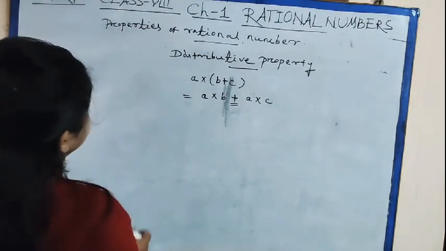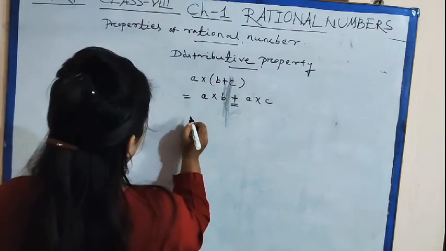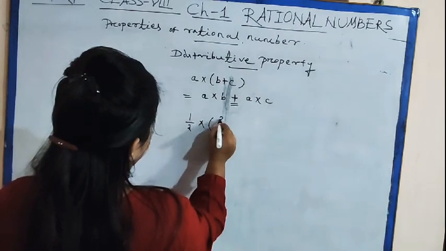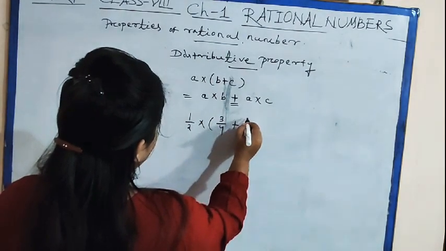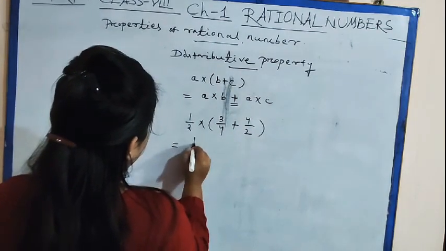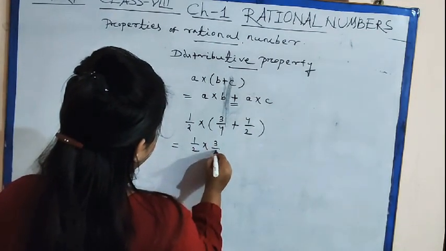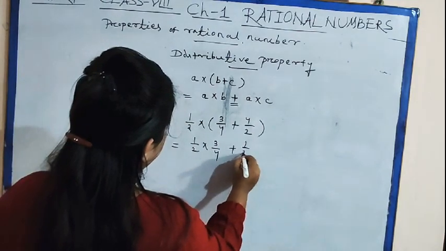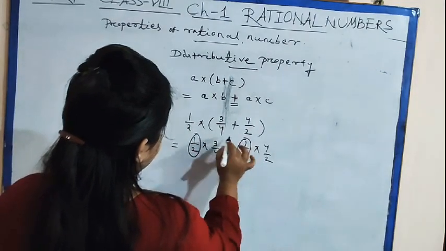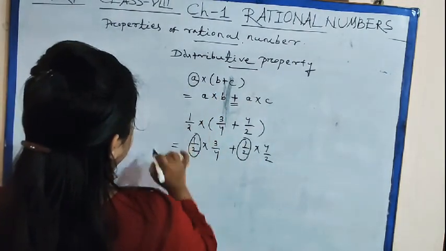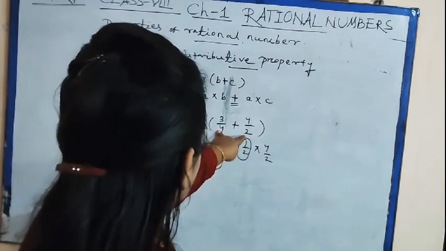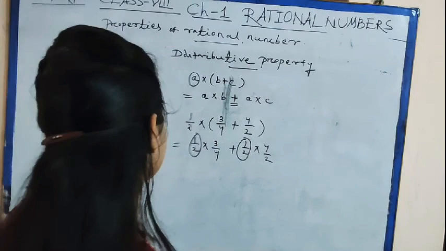Now we'll discuss the distributive property over rational numbers. Suppose 1 by 2 is a rational number, 3 by 4 is another rational number, and 4 by 2 is another rational number. We can write 1 by 2 multiplied by 3 by 4 plus 1 by 2 multiplied by 4 by 2, which means this number is multiplied by the numbers which are in the bracket.